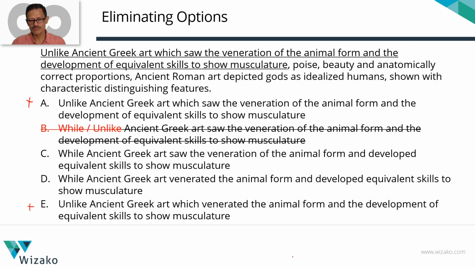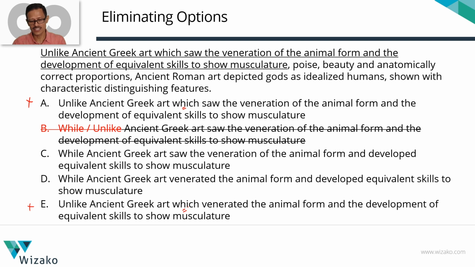Unlike ancient art form, which saw the veneration. So look at E also. We have unlike ancient Greek art, which venerated. In both these cases, we are using this relative pronoun which. We'll use a relative pronoun which to give additional information, and that information is not important information. So whenever we use relative pronoun which, because the information is not important, we will have a comma before it.